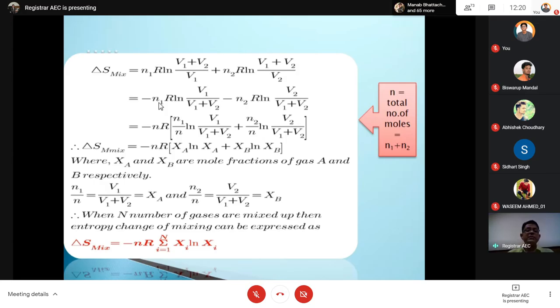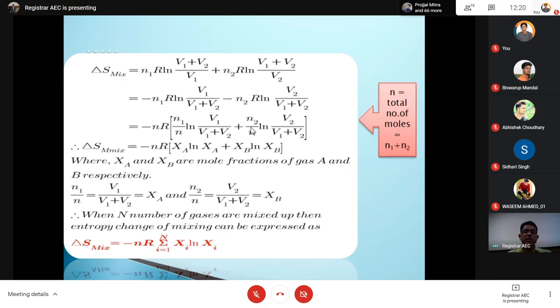In the next step, before taking common, we multiply by N and divide by N, so there is no change. N means the total number of moles, N is equal to N1 plus N2. So multiplying N and dividing N, there is no change. So we get NR, N1 by N, ln D, plus N2 by N, ln D.